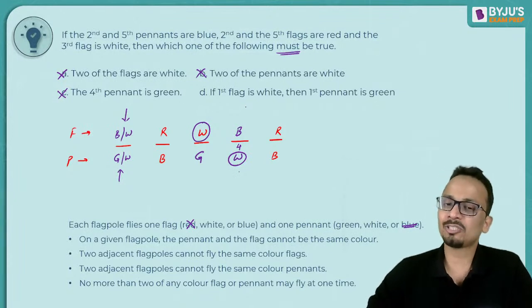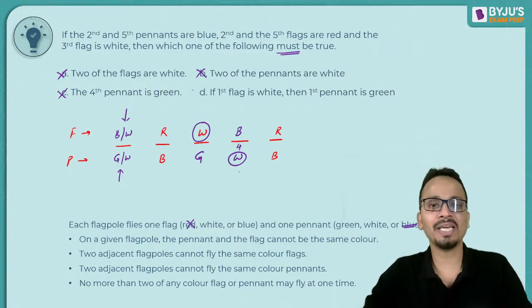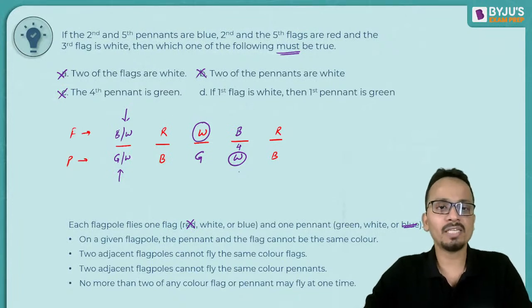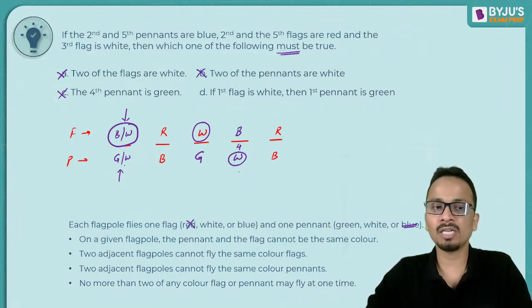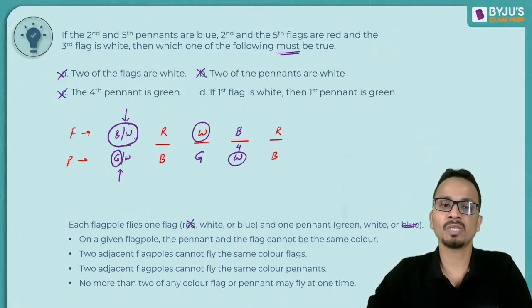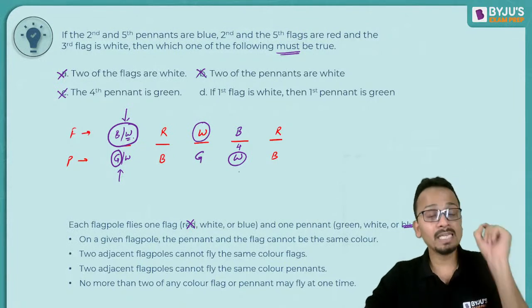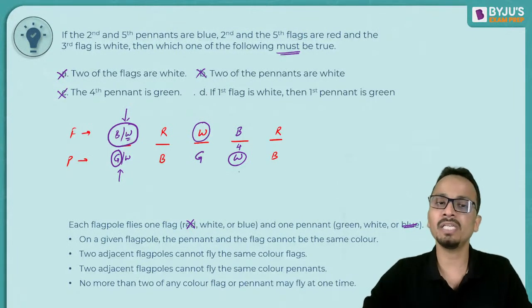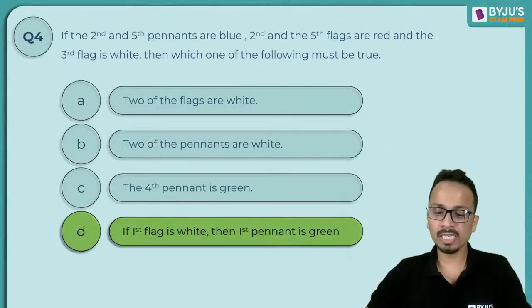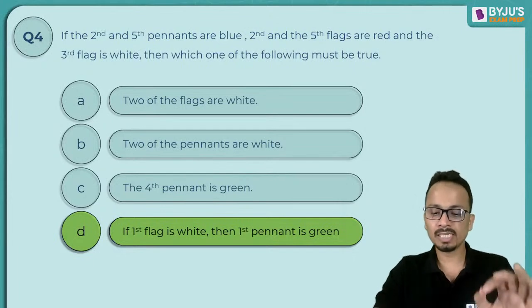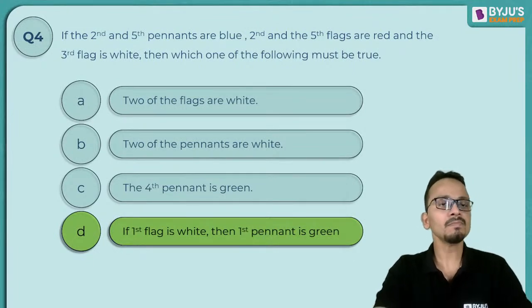Now option D has to be correct, definitely. Okay, so if first flag is white, so यहाँ पे अगर first flag अगर white है, तो यहाँ पे opposite में pennant use नहीं कर सकते same color का, so it has to be green. So if the first flag is white, yes, then the first pennant will be green. So correct answer is option D. So option D, as given by all of you, wonderful people, option D is absolutely correct.